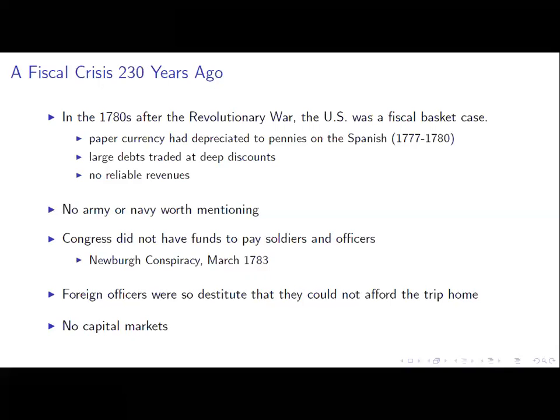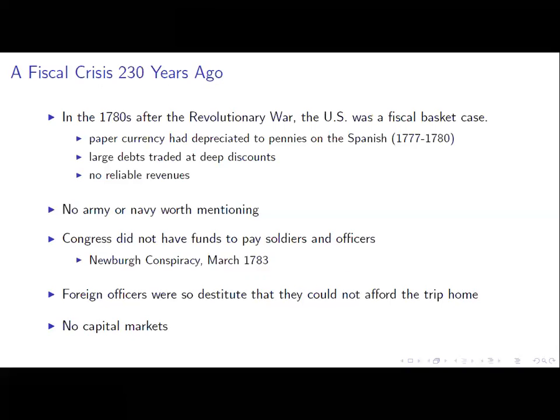Congress doesn't have the funding to pay even its soldiers. And let me just touch back on this Newburgh conspiracy. There's a real threat here at this point, without any funding. There are various pivot points in U.S. history, and there's a point where it wasn't obvious that we were going to retain civilian control of the government during this crisis. This crisis could have been resolved in a very, very different way.